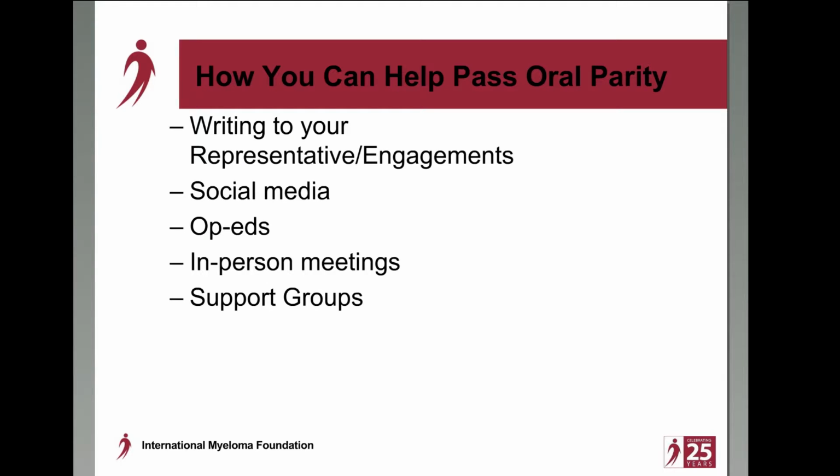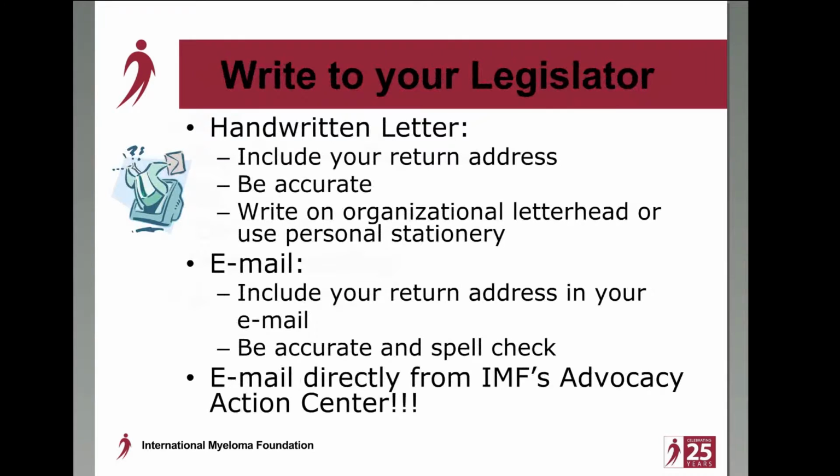You always want to make sure whenever you're using written correspondence that you outline the issue briefly and explain what oral parity is, and then include a personal story. Personal stories are really important for the legislators to hear because, number one, you're their constituents and they want to hear what's going on with you, and two, because it really puts the problem in perspective and it gives a face to what they're talking about. If you decide to forego the engagement system that the IMF has for you, this would be the appropriate addressing correspondence if you choose to do a handwritten letter or an email.